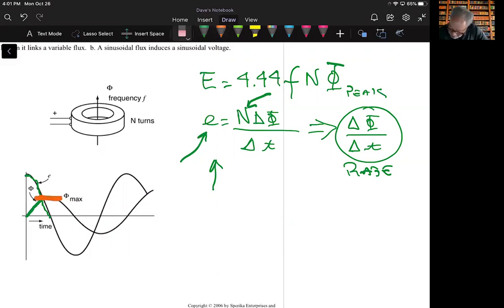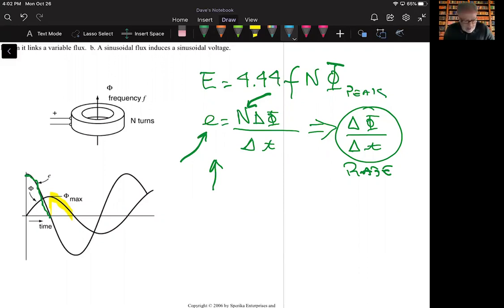And if we looked at that part of the curve at this point and beyond, going in this direction, the flux is decreasing. And what do we notice? As the flux decreases, the voltage becomes negative. So you can just track this along the curve and see the interrelationship of that.